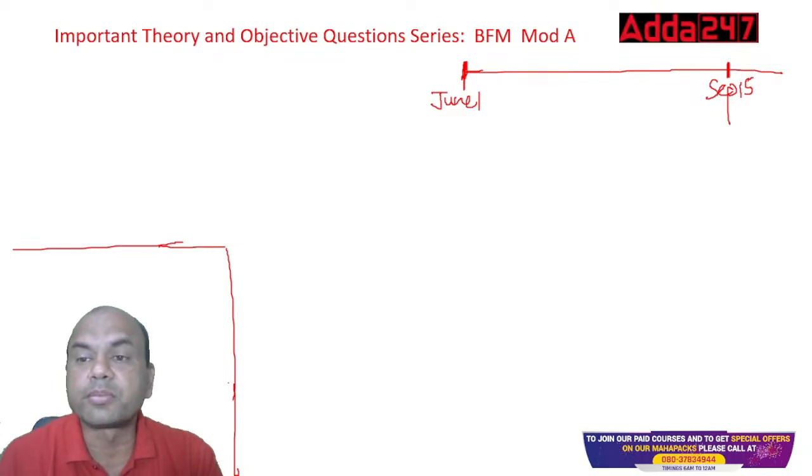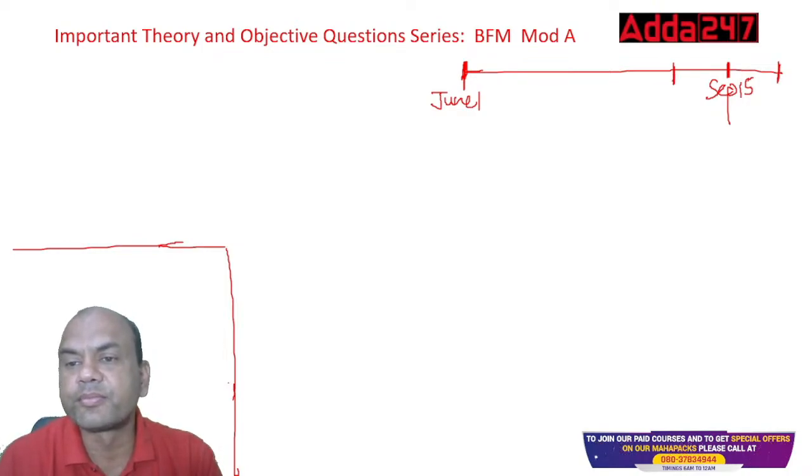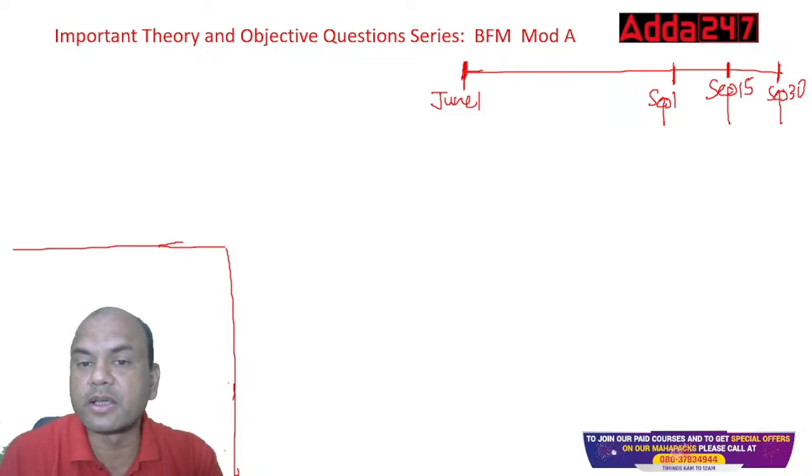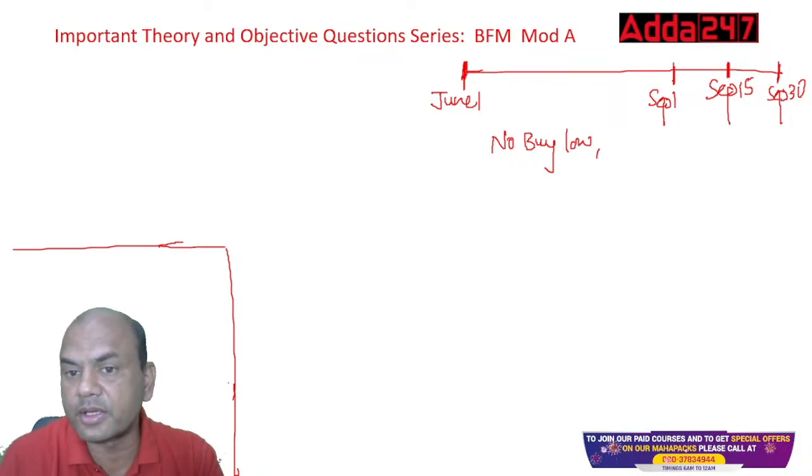Now September 15th will come in between September 1 and September 30th. Everyone amongst you will think we'll be doing this buy low sell high rate over here, but we won't be doing it over here. No buy low sell high here. Those who have learned buy low sell high and are using it maximum, don't use it here.